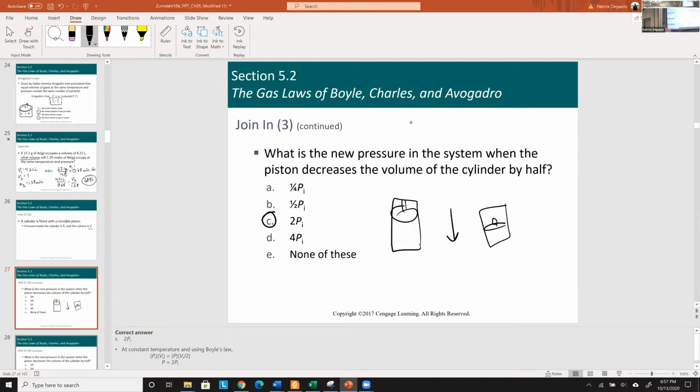The reason why is because of Boyle's law. So you have P1, V1, also the answer is right here on the bottom. But you have P1 V1 equals P2 V2. If the volume decreases, that means the pressure, to compensate, has to increase by the same multiplicity number. So the volume goes down by half, meaning the pressure has to double. So that would be 2 PI.